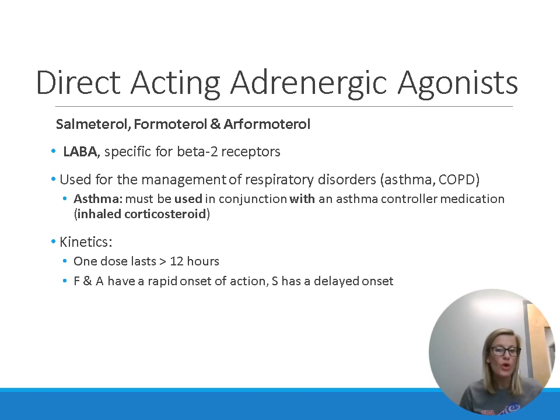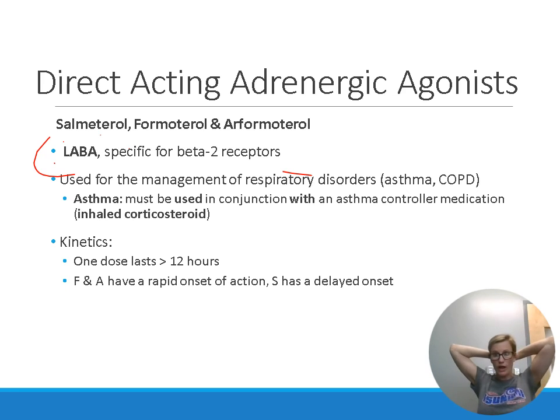Salmeterol, formoterol, and arformoterol are what we call LABAs. LABA is long-acting beta agonist. So these do the same things as albuterol, but they do it for a longer period of time. Generally, albuterol is taken every 4 to 6 hours. These agents are generally every 12 hours or even 24. They could be once a day as well.